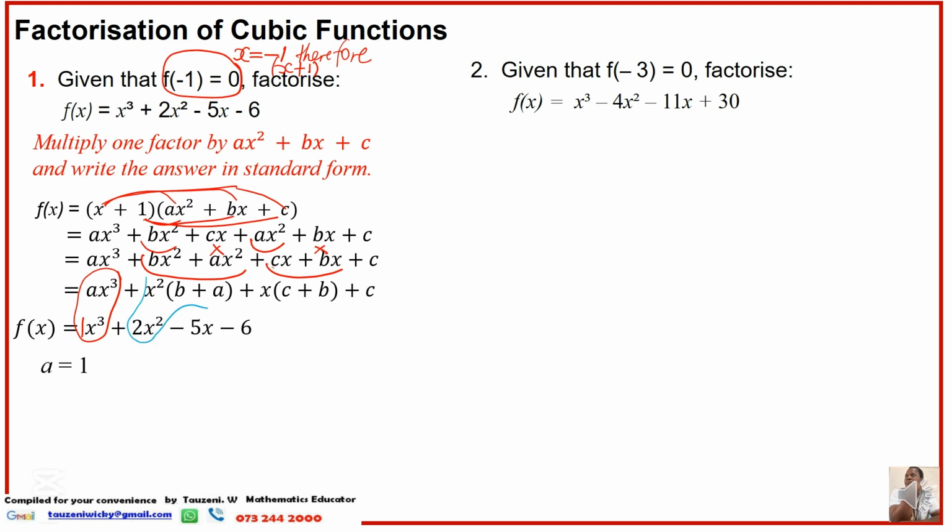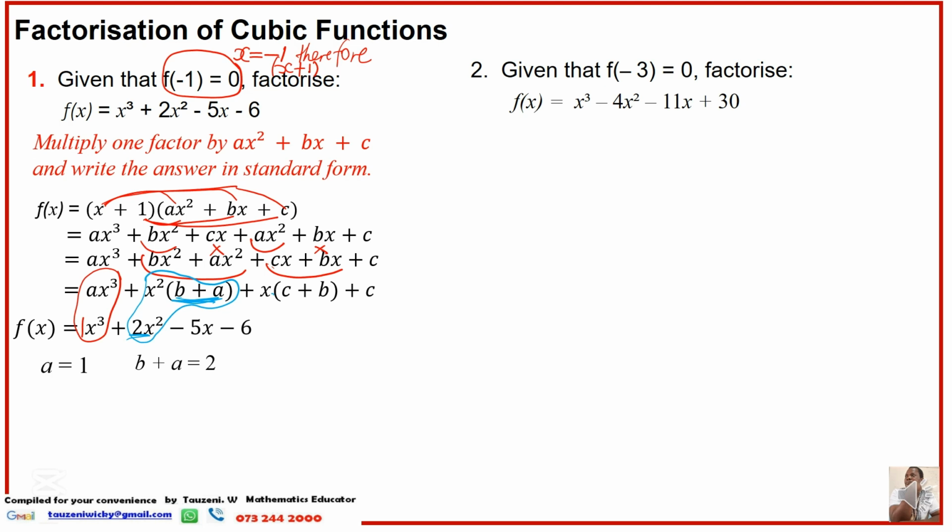Then the coefficient of x squared, now we got the second term. This one which has got x squared. The coefficient of x squared versus the coefficient of x squared. That means b plus a is the coefficient of x squared in my expression. 2 is the coefficient of x squared in the other. So those two are exactly the same. You equate them. b plus a equals 2.